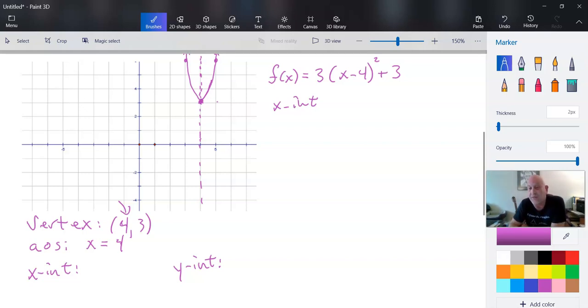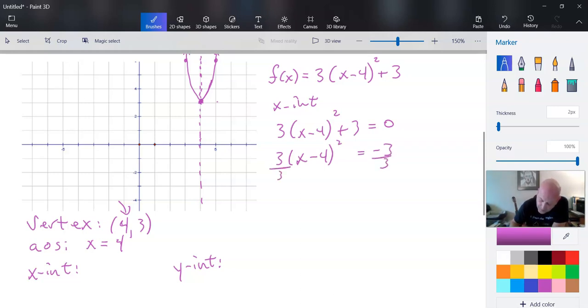So if I want to find the x-intercepts, I set the function equal to 0. So this is now 3 times (x minus 4) squared plus 3 equals 0. Okay, so I'm going to go ahead and subtract the 3 over. So that's 3 times (x minus 4) squared equals negative 3. And then if I divide by 3, I get (x minus 4) squared is equal to negative 1.